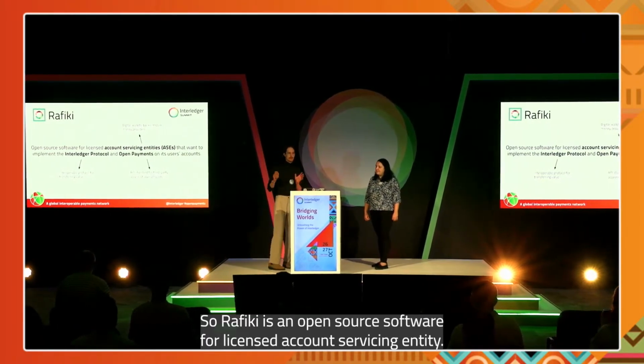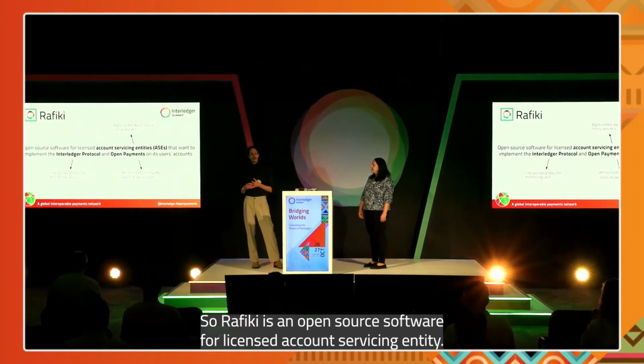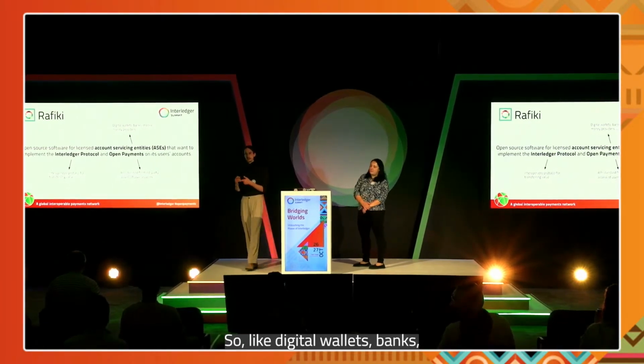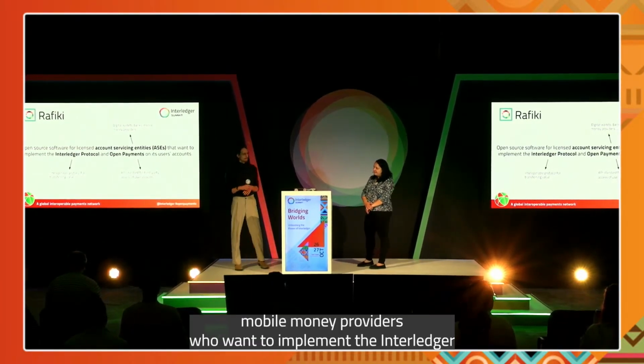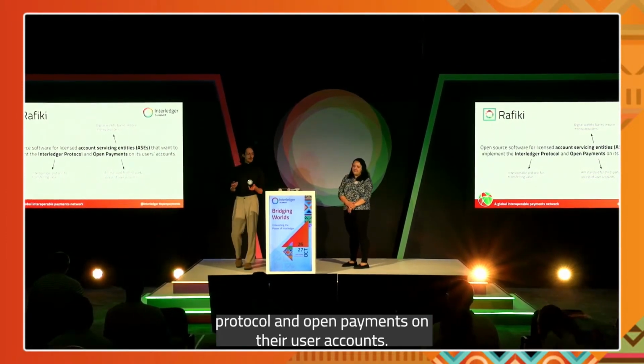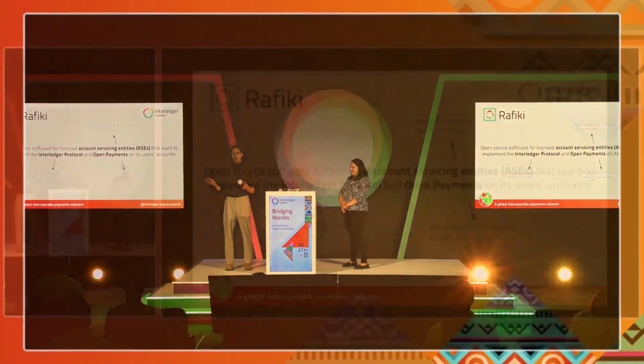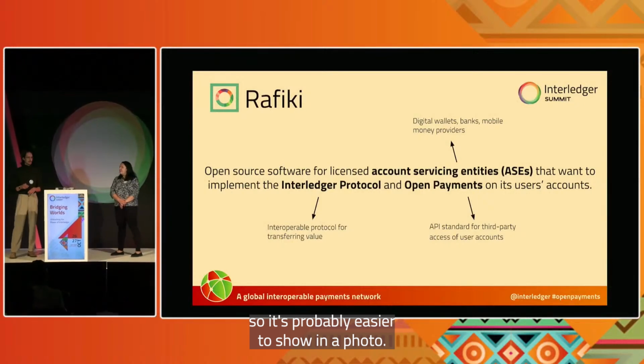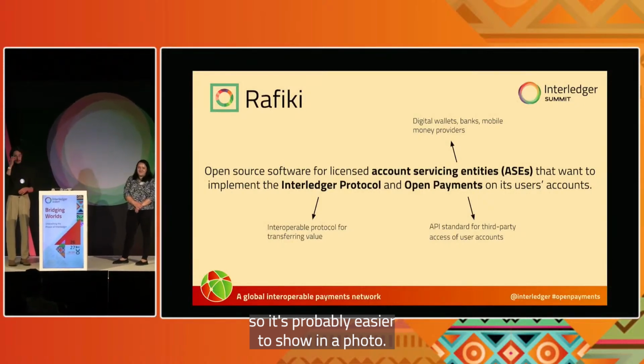But for those of you who haven't been part of Interledger, I'll give a quick breakdown of Rafiki. Rafiki is open source software for licensed account servicing entities, like digital wallets, banks, and mobile money providers who want to implement the Interledger protocol and Open Payments on their user accounts. It's a lot of text, so it's probably easier to show in a photo.